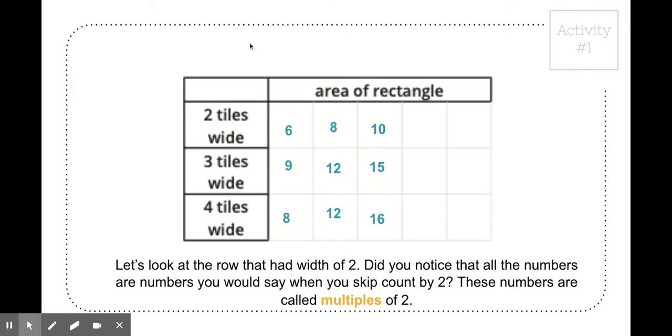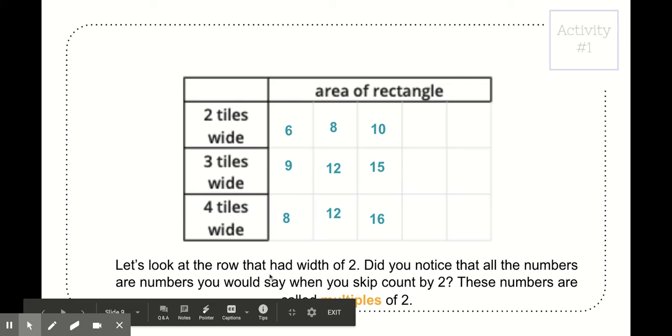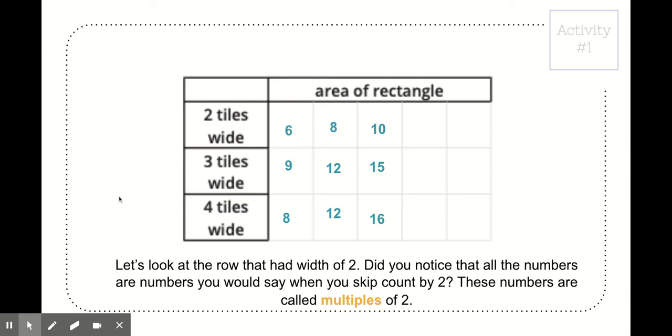So for example, if we come up to that first row with a width of 2 for our rectangles, when we skip count, we would say 2, 4, 6, 8, and 10. 6, 8, and 10 are all multiples of 2 because when we skip count by 2s, we land on those numbers. Let's check our rectangles with a width of 3.